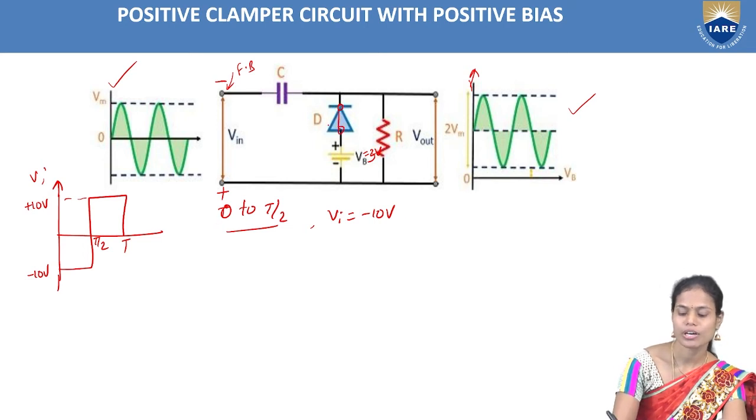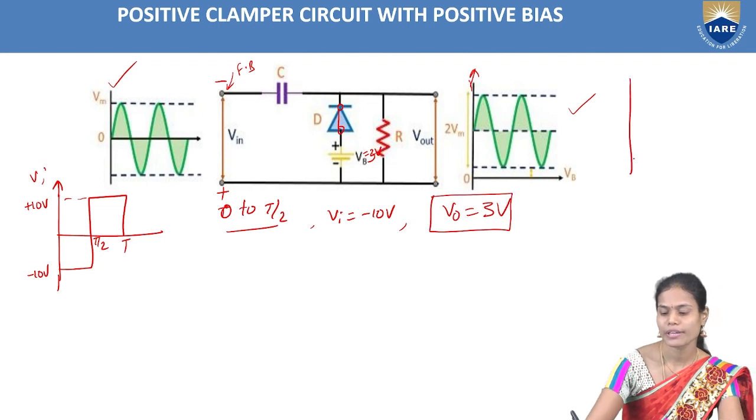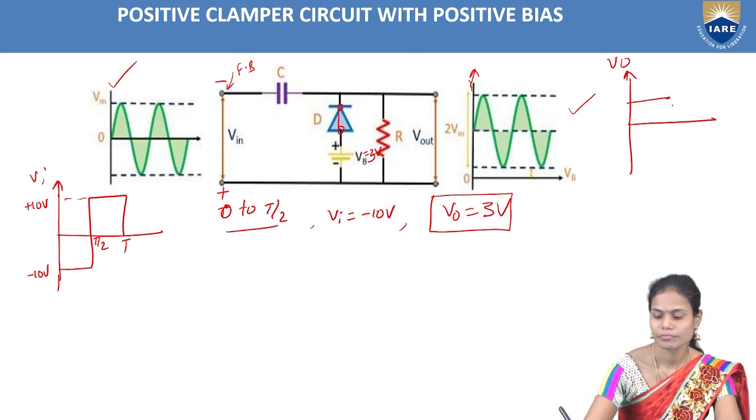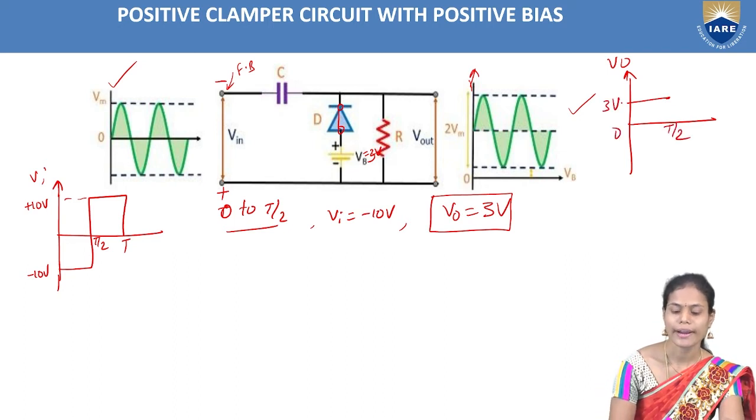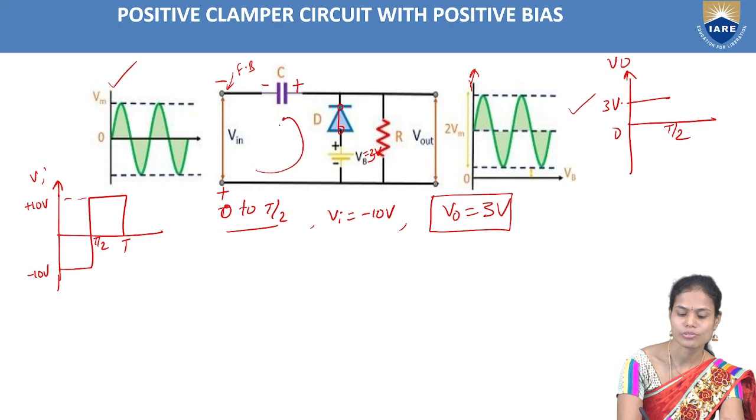So, once the diode is in forward bias condition, it acts like a short circuit. So, the output signal we will get here is the battery voltage we are providing, that is 3 volts. So, my output waveform here is 3 volts during 0 to T by 2. And once the diode is in conduction mode, the capacitor starts charging with the polarity of the applied input waveform. So, the current direction is also in this way.